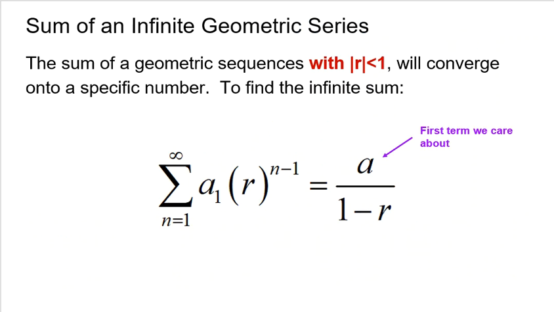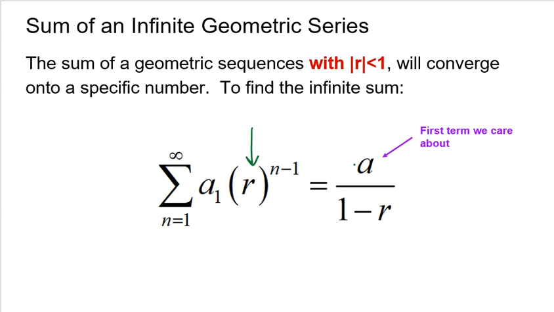So let's take a look at the formula for this, because the formula is absolutely unbelievably easy. If you have a geometric sequence with an R value less than 1, and I can't emphasize that enough, the R value has got to be less than 1, it will converge onto a specific number. And to find that number, the formula is actually easier than for a finite series. It's funny to me, right? You would think the formula for an infinite series would be weirder or harder.